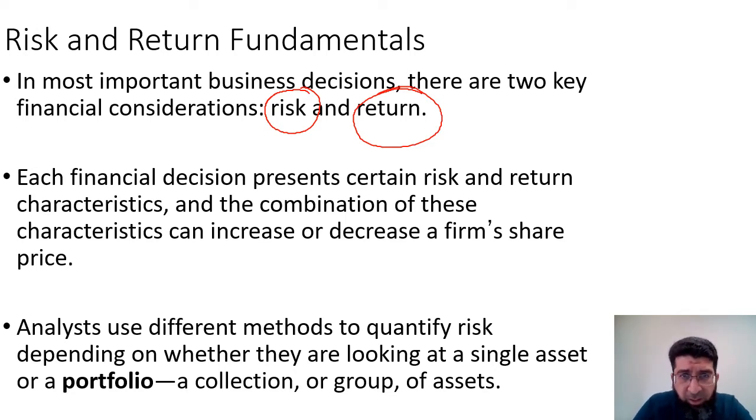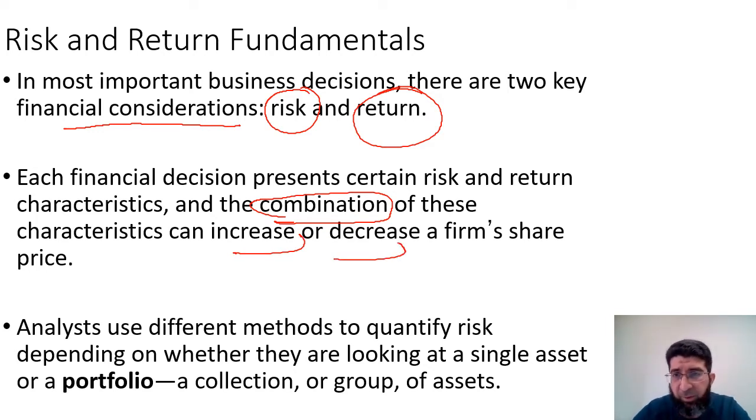Now this is something we use in our daily life, and the same is applicable when we are making financial considerations. Each financial decision presents certain risk and return characteristics, and the combination of these characteristics can increase or decrease a firm's share price. So, for instance, if I have a share price, denoted by P, the price will increase if the risk increases. The price of the stock will decrease if the risk falls.